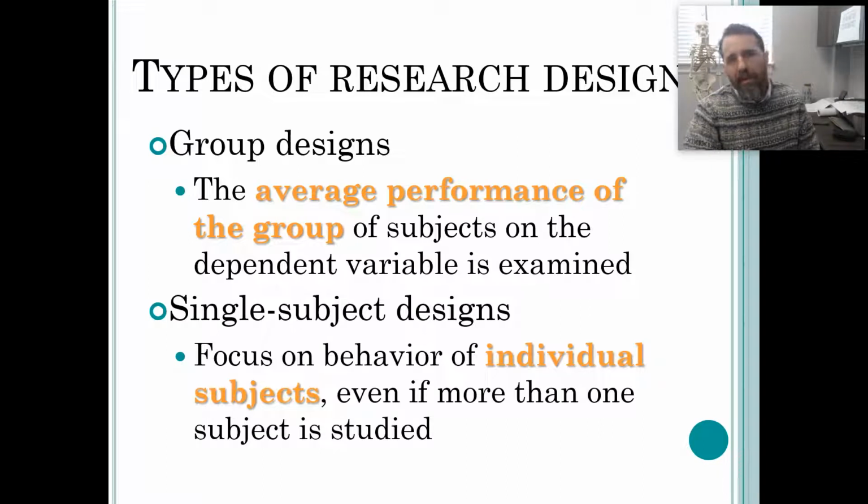We have two broad categories of research design: group designs and single subject designs. Group design is exactly what it sounds like. You're examining the average performance of a group of subjects on the dependent variable. And there are different ways of doing group designs. And we also have single subject designs. Single subject examines the behavior of a single individual subject. And of course, there are different ways of doing that too.